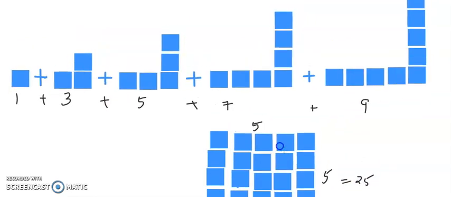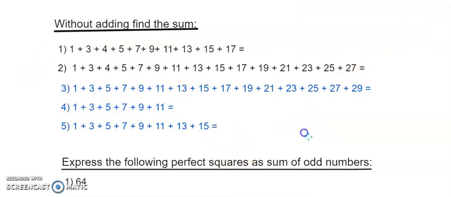Okay, so this was a very quick activity which I showed. So directly we can apply it in the questions here. So let's count how many odd numbers I'm adding here. 1, 2, 3, 4, 5, 6, 7, 8, 9, 10. So 10 square. And what is 10 square? 100. So without adding, I can get the direct answer.